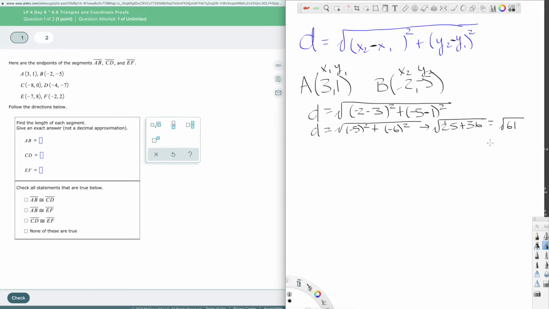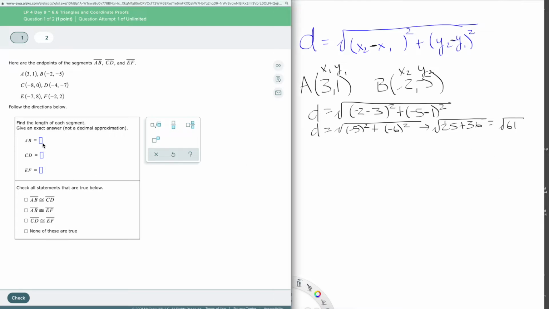And it says, give an exact answer, not a decimal approximation. So this does not have a square root. I already know that just because I have my squares memorized. I know that 61 is not one of them. The closest thing we have to that would be 64, which would be 8 times 8. So AB is going to be the square root of 61.